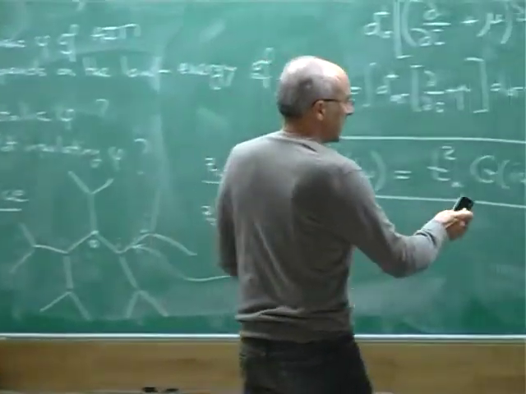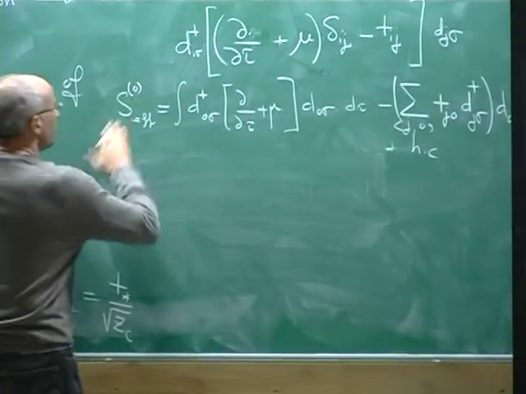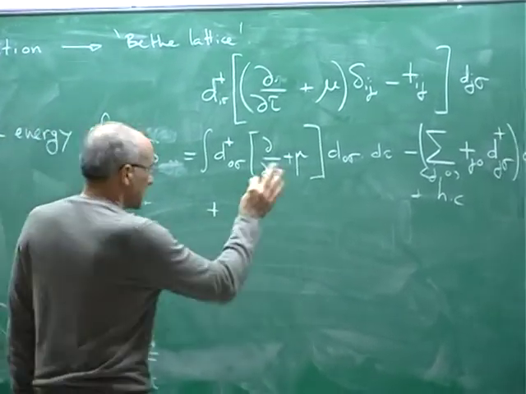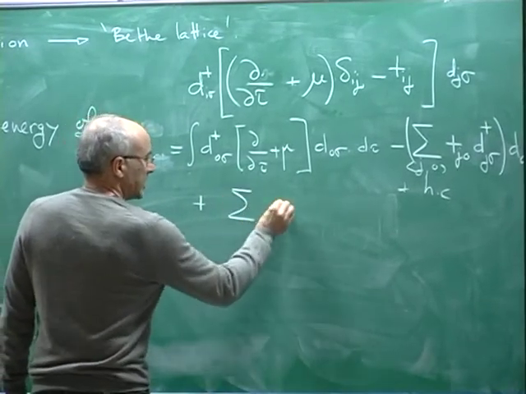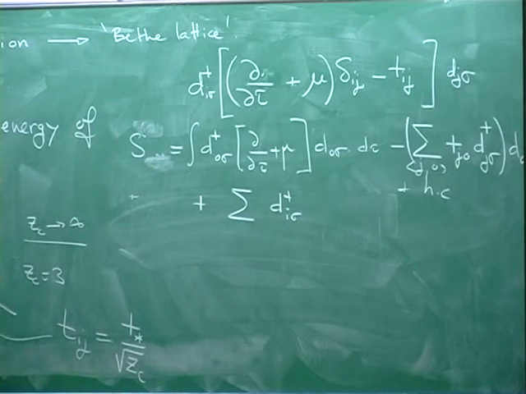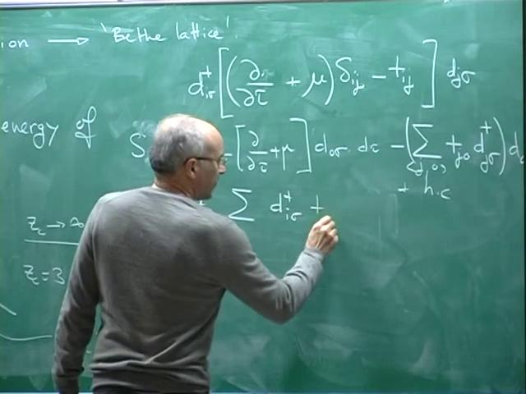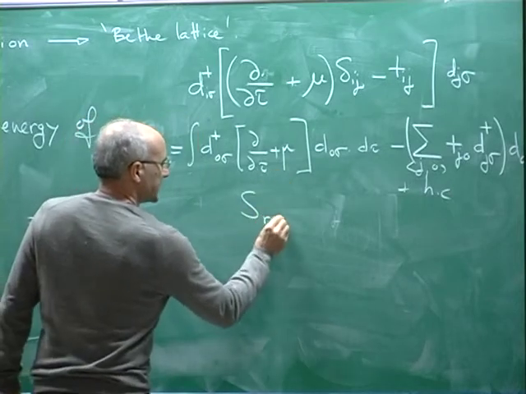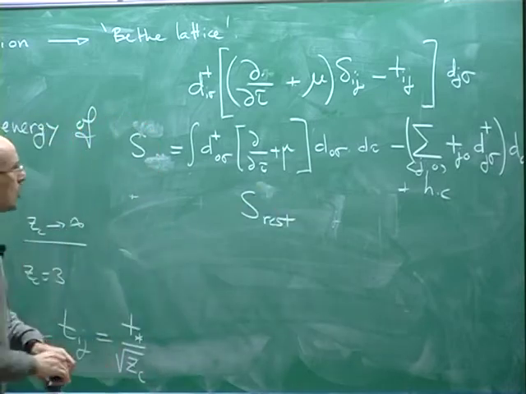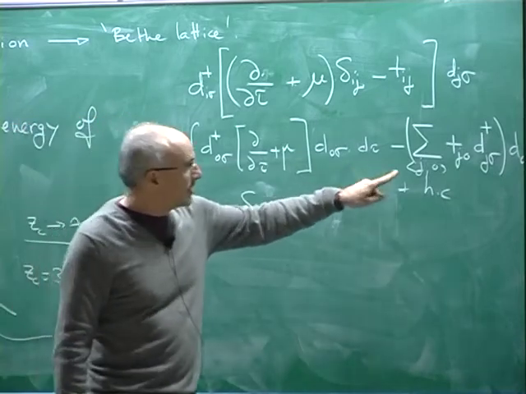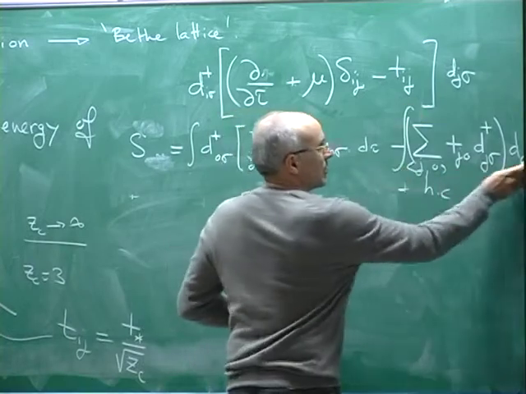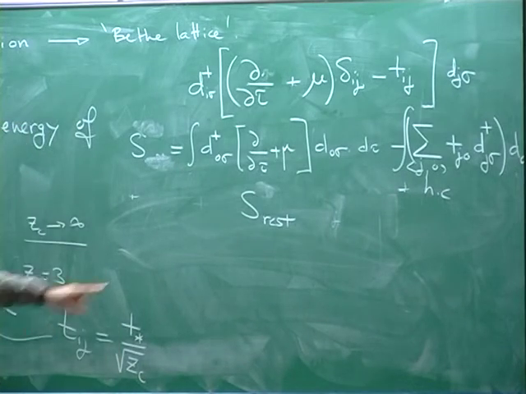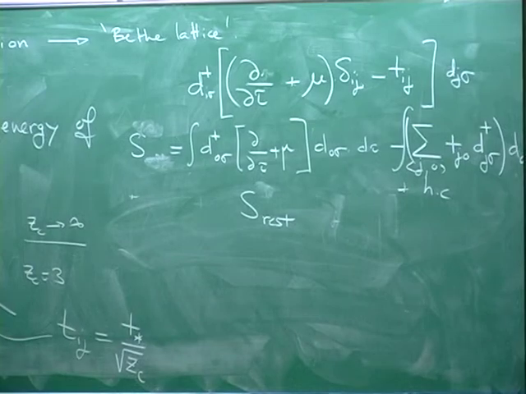And then, of course, the full action of the problem will involve other terms that are quadratic in the other variables, the ones that live everywhere else, and it will involve the hopping and so on. So I would call it S rest, the rest of the lattice. So this is the local action of site 0. This is an action that couples the central site and the neighbors, and this is something that lives everywhere else.